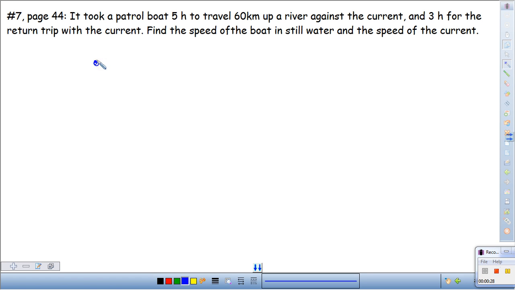So let's say that this is my boat and it's traveling 60 kilometers for 5 hours. Now, when it comes back, it takes the same distance, exactly the same distance, the boat only 3 hours. Now, imagine the boat being in blue, and now let's take a look at the current.